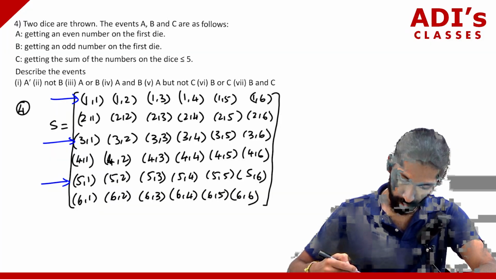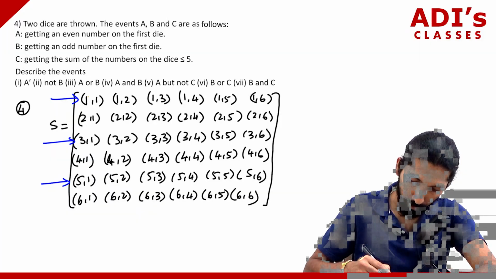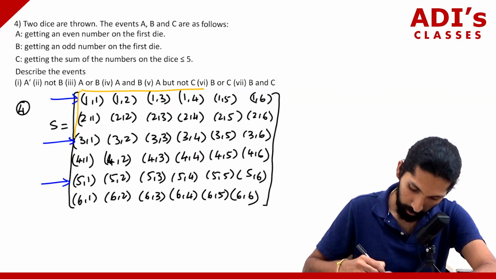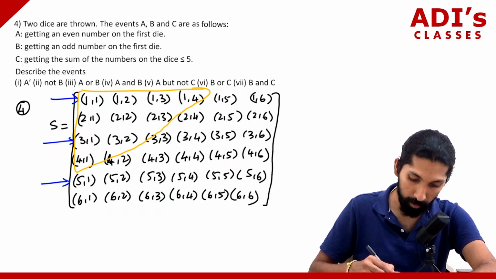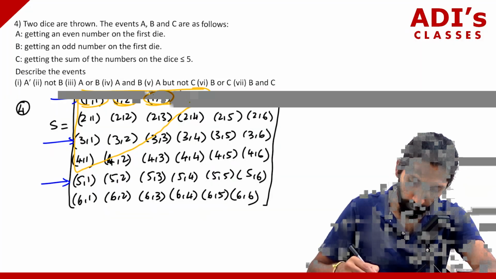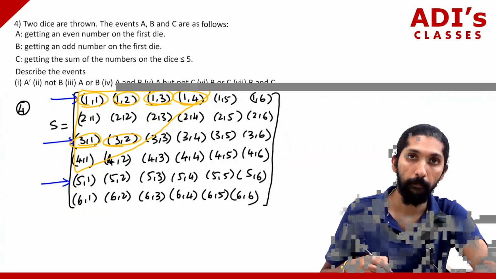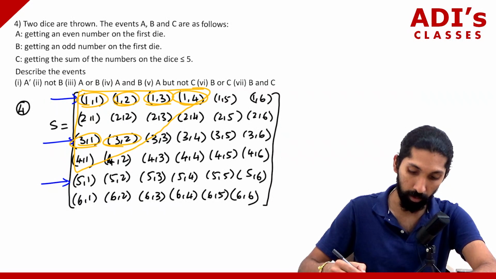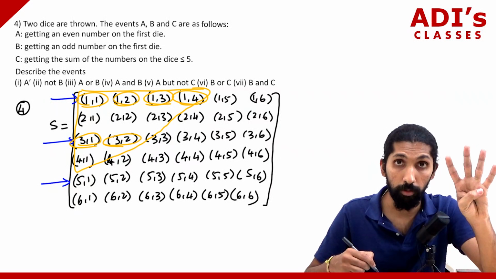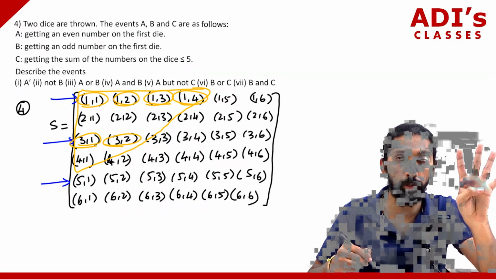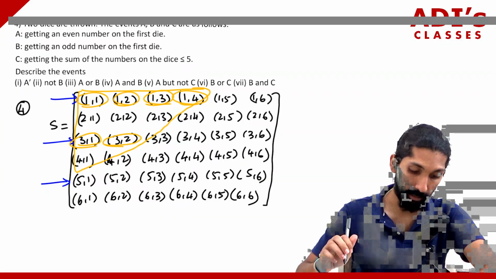The last one is what? B and C. See, for B and C, again, we are going to look at these values, isn't it? What are the common ones? 1, 2, 3, 4, 1, 2. Correct? So for B and C, you're going to have 6 values. That is 1 comma 1, 2, 3, 4 and 3 comma 1, 3 comma 2. Fair enough? So these are the values for B and C.